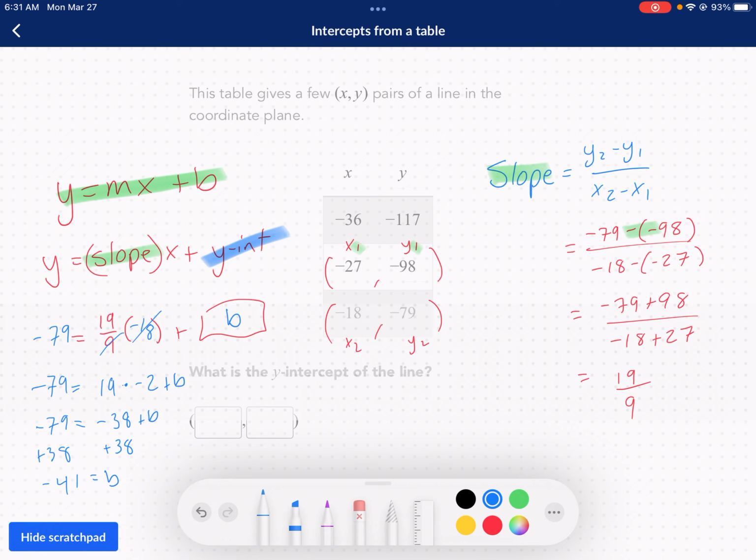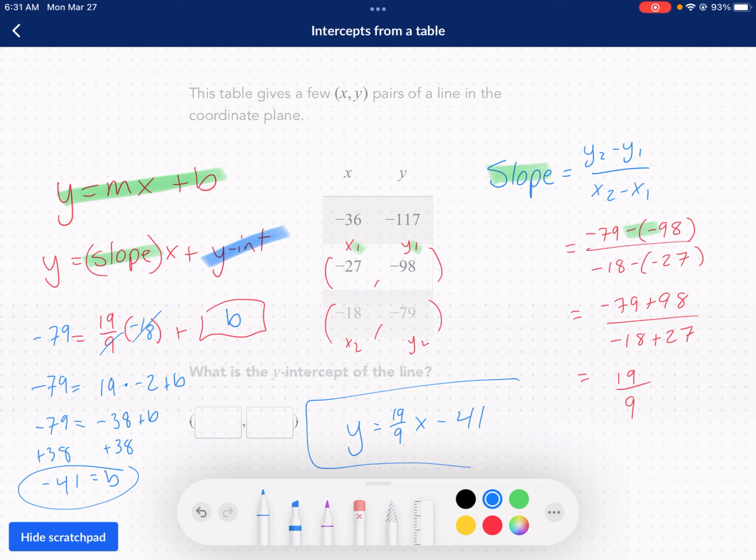Okay, so now that I have my y-intercept, I have my complete equation, which is y equals 19 over 9 x plus, oh, sorry, I could put a minus. I could put a plus a negative 41. I'm just going to put minus 41. So what do you do from here?